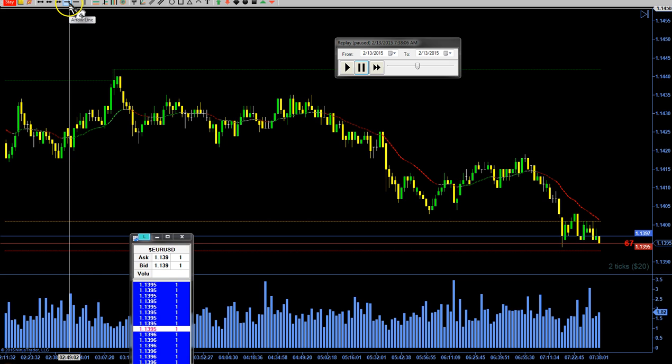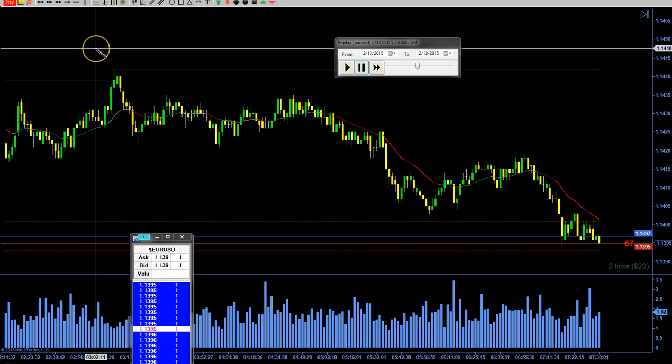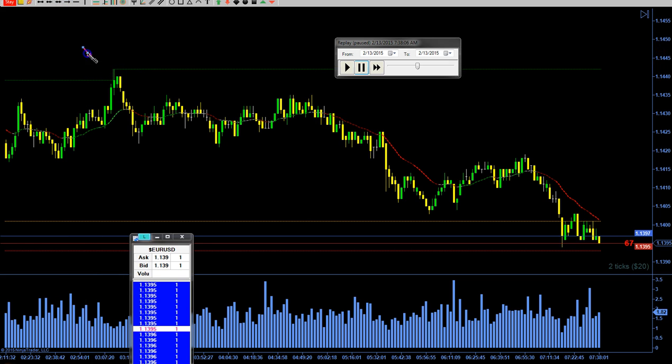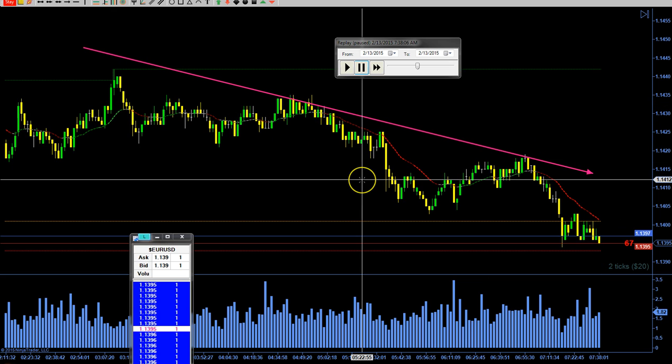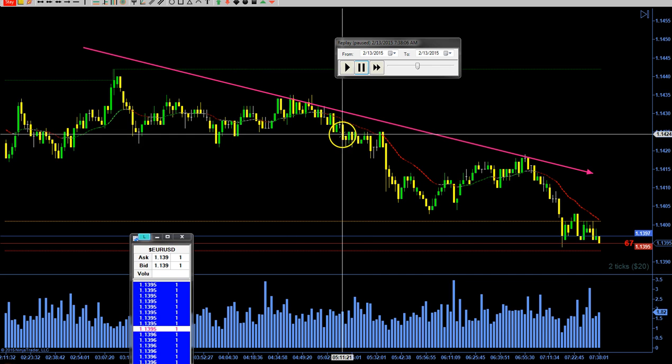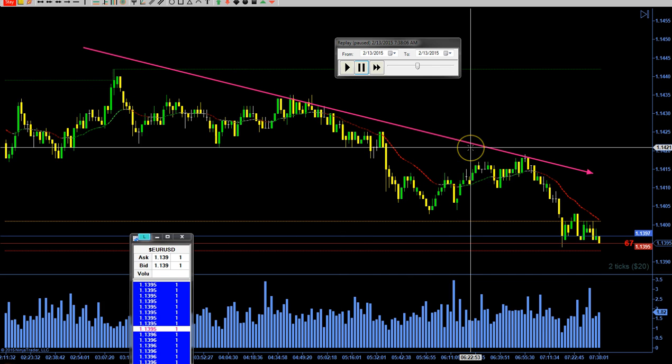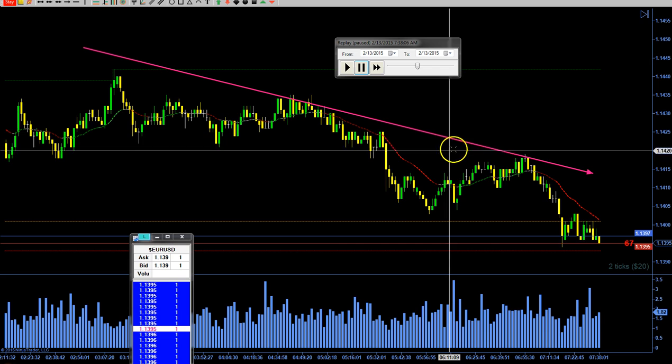So if we're going to take this trade here to the short side, we want to make sure that we have a downtrend. And you can see that overall on the chart, we are moving downward. So it's that quick on determining our trend.